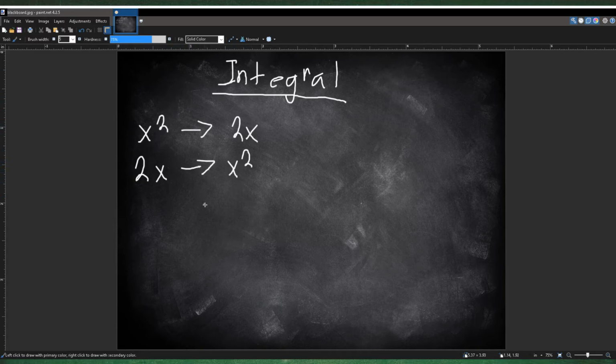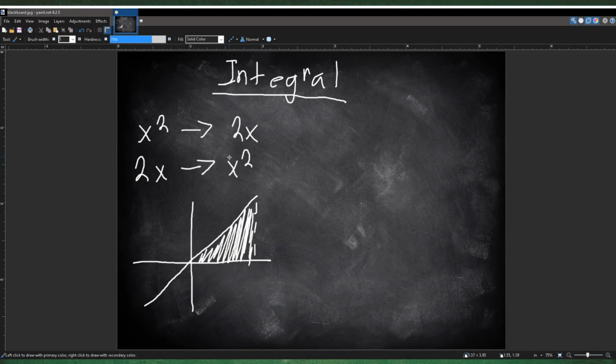So what this looks like visually is basically we're going to have a graph. So let's take, for example, our 2x, right? So we have 2x. And let's say we put a restriction. Let's say it goes from x is from here to x is here, right? So basically, if you find the area under this graph, this area under this graph would resemble your x squared.